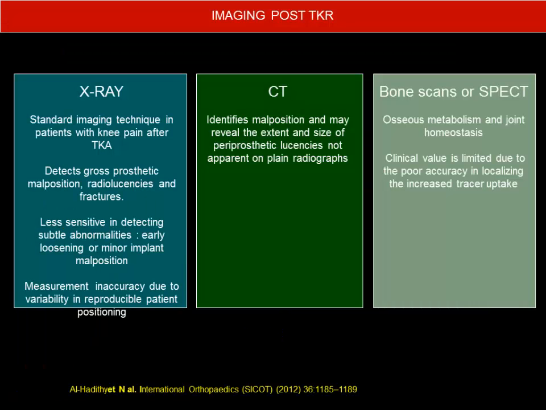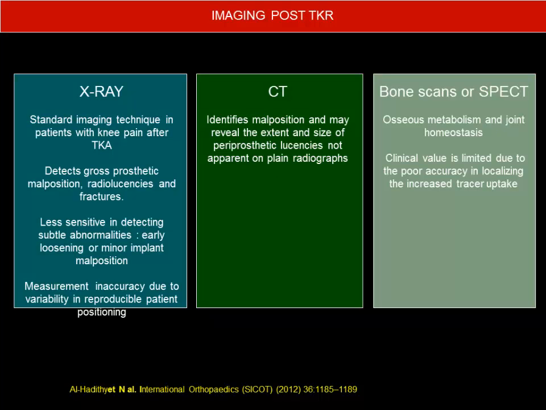Imaging post TKR, the standard investigation is X-ray, and they detect if it's a gross loosening. If it's a real loosening, a plain X-ray can just tell you whether the prosthesis is loosened. But if it's a very subtle loosening, X-ray may not pick it up. CT is useful in identifying malposition or may reveal the extent and size of periprosthetic lucencies or any other fractures around the prosthesis. Heterotopic ossification and all those things can be assessed on the CT.